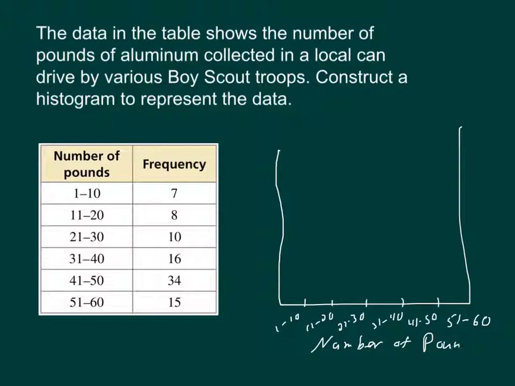We want to put a label on it. And then we have to have our frequency going up the side. And so we have our frequency here. And we need to go up to at least 34. So I'm going to go by 5s maybe. 5, 10, 15, 20, 25, 30. I'm just going to give myself a little bit more space here. We'll go up to 35.